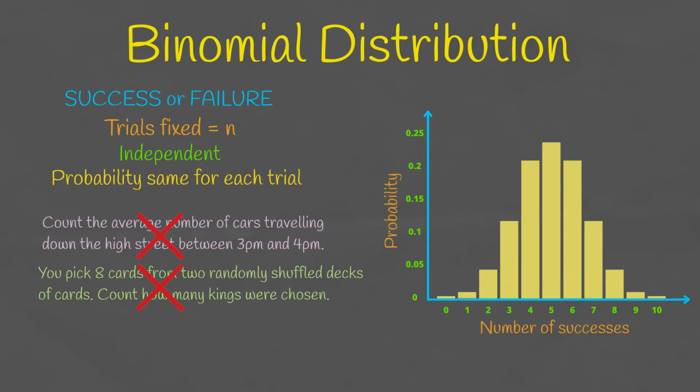And also, the probability of picking a king has changed, so it doesn't qualify for the third or the fourth criteria. And in the last example, we survey 100 people to ask if they shop at Jerry's supermarket. Well, in this example, there is success or failure because success is if they shop at Jerry's supermarket. There's a fixed number of trials, which is 100 because we're surveying 100 people. They're independent of each other because the answer from one person does not affect the answer from another person, and the probability is going to be the same for each person we ask. So this does qualify as a binomial distribution.